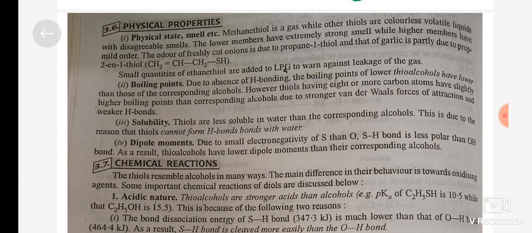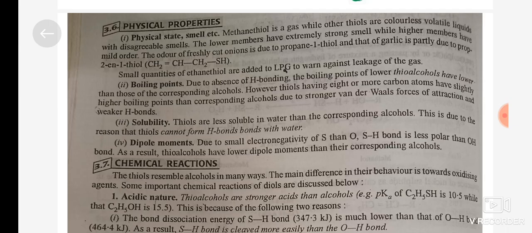Third is solubility. Thiols are less soluble in water than the corresponding alcohols. This is due to the reason that thiols cannot form H bonds with water. Fourth, dipole moment. Due to smaller electronegativity of sulfur than oxygen, the S-H bond is less polar than the O-H bond. As a result, thioalcohols have lower dipole moments than their corresponding alcohols.